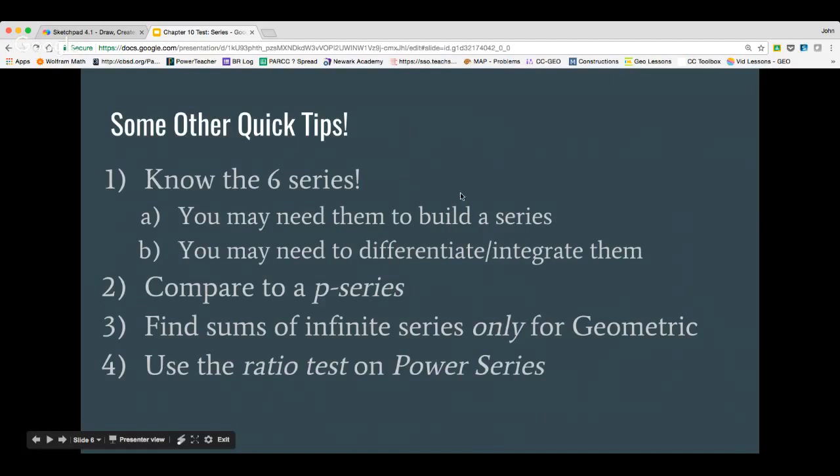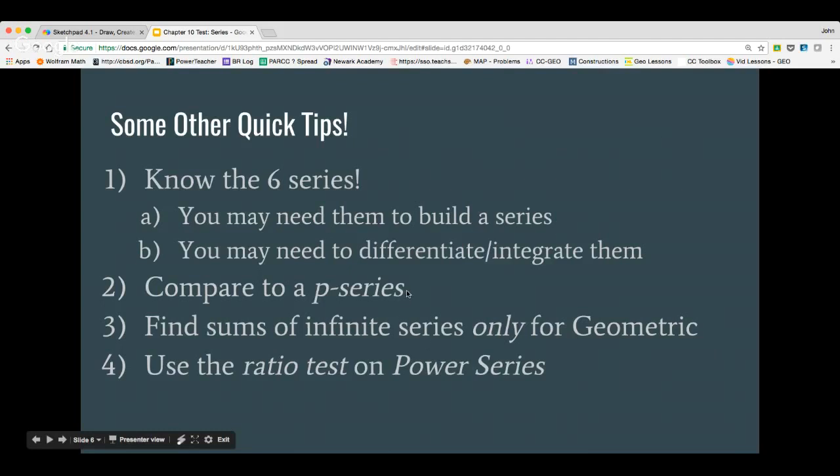Some other quick tips. You do need to know the 6 series that you're supposed to memorize for the AP test. Those are listed on your study guide. You may need them to build a series, but you also may need to differentiate or integrate them if you're asked to find a series that's actually the derivative of one of those or the antiderivative of one of those.